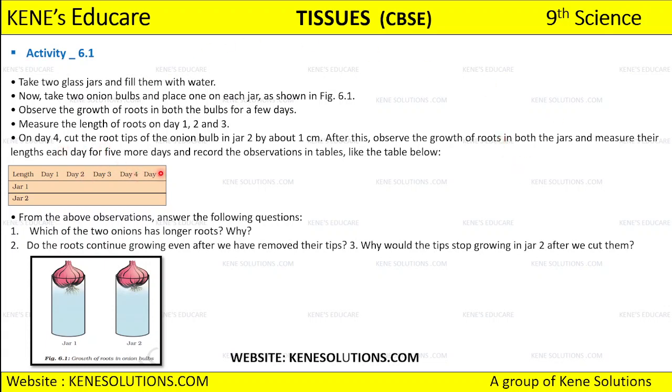Okay, after this observe the growth of the root in both the jars and measure the length each day for 5 more days and record the observation in the table given below. You have to do it for 5 days. Now in jar 2 you had cut the root tip by 1 centimeter. Now observe for 5 days and find out what exactly happens. I want each one of you to do this experiment and find out the result which occurs over these 5 days.